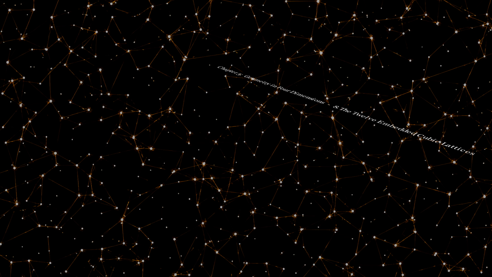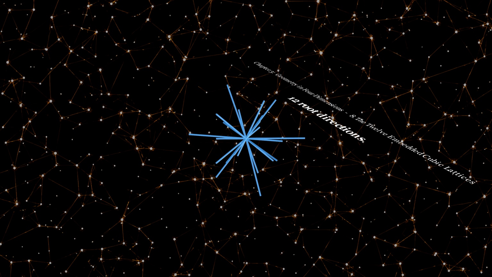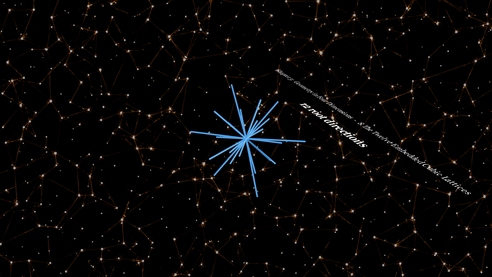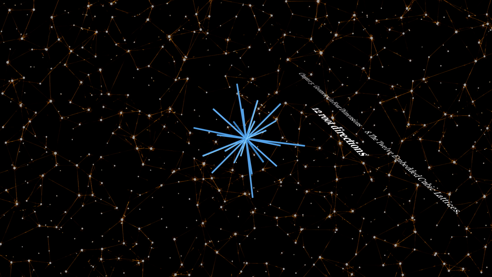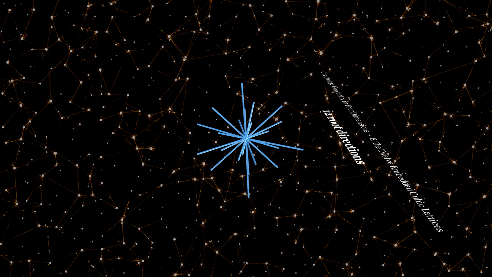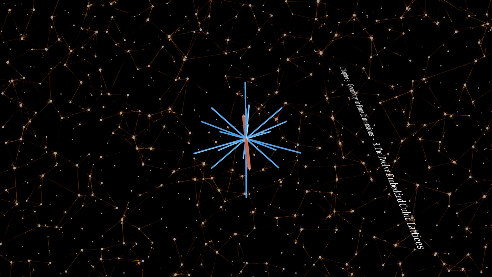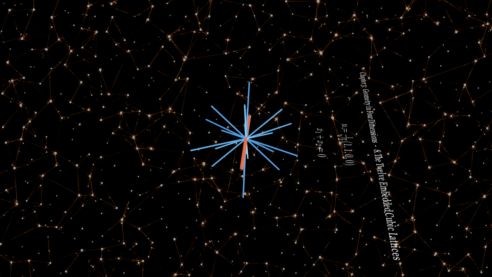We have discovered 12 special directions in the D4 lattice. Each direction defines a 3-dimensional hyperplane through the origin. And inside each of these hyperplanes, something remarkable happens. A familiar 3-dimensional lattice appears, a simple cubic lattice. So our 4-dimensional structure can be viewed in 12 different ways, each one revealing a 3-dimensional cubic world embedded inside the D4 lattice. Let us see how this works.